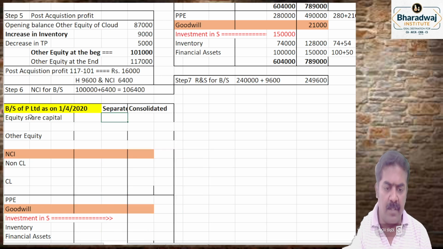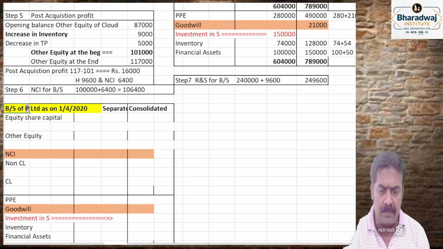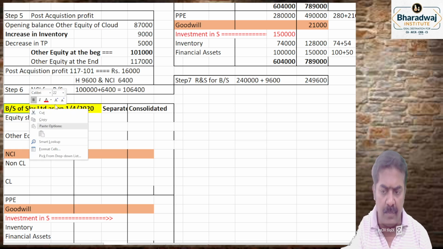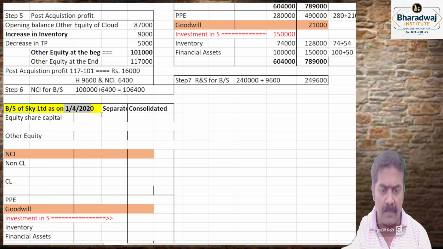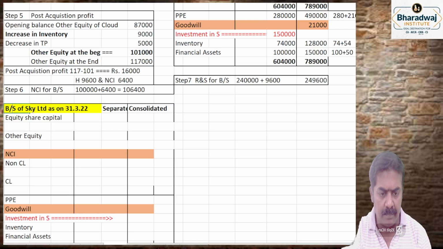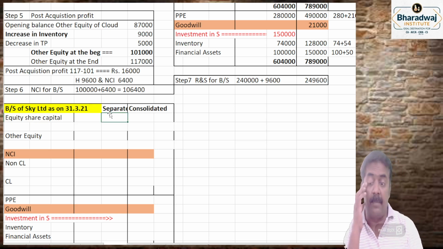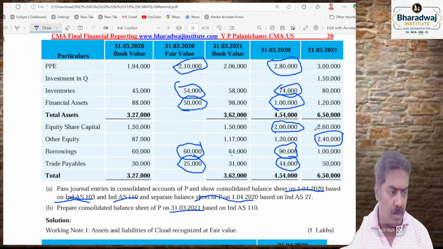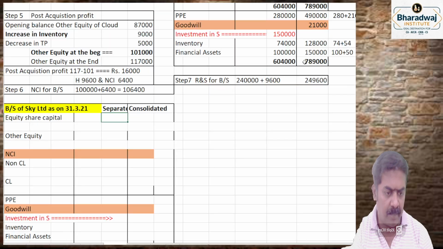Separate balance sheet first you prepare. That is on which one? Sky Limited, 31st March 2000. Equity share capital, separate balance sheet, what will come? This 2,60,000. Consolidated also 2,60,000.